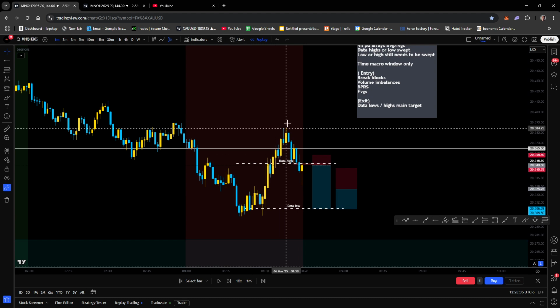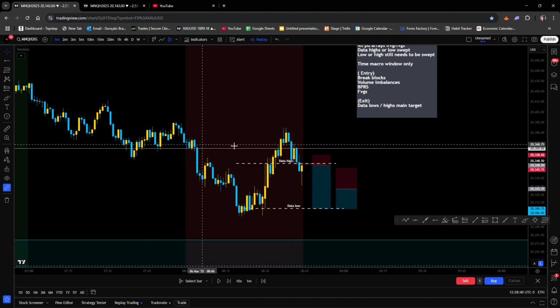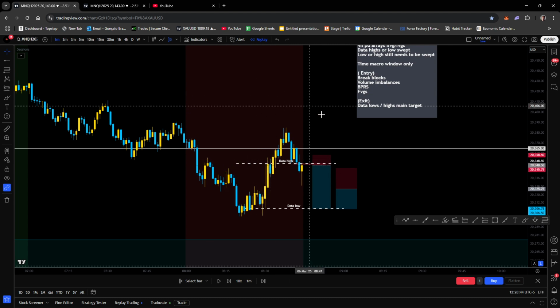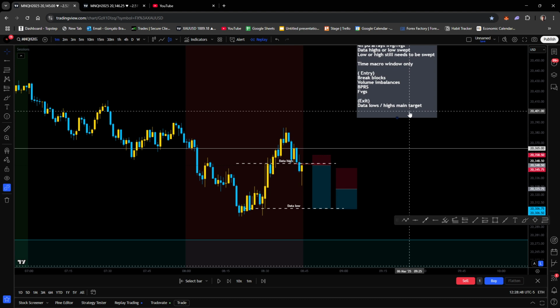Now, the only reason I was looking to sell, even though we've swept the previous 4 hour's low, is because we had swept the data high and we still have the data low that needs to be swept. An important statistic for you guys is that on the same day, we normally sweep the data highs and lows. Okay, roughly a 90% chance both of them will be hit on the same day. So that's why I was bearish.